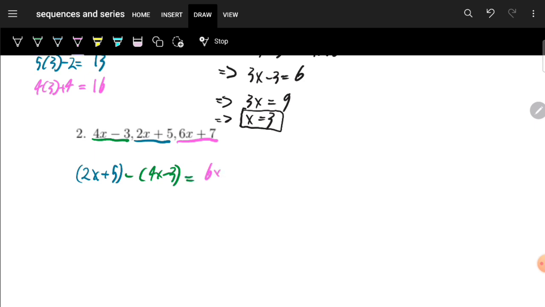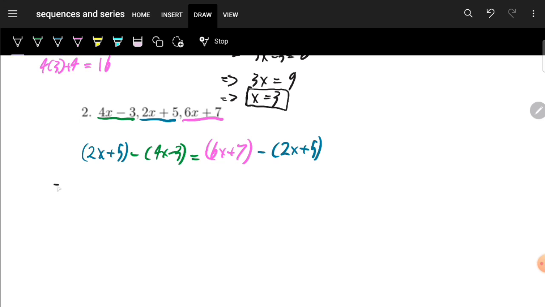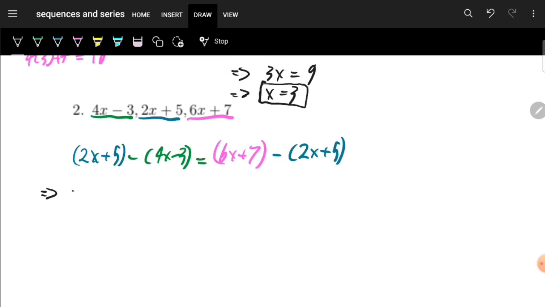So same exact technique. Again, using the idea that the common difference between these two has to be the same as the common difference between the next two terms. All right, let's distribute and solve. So 2x plus 5 minus 4x plus 3 is equal to 6x plus 7 minus 2x minus 5.